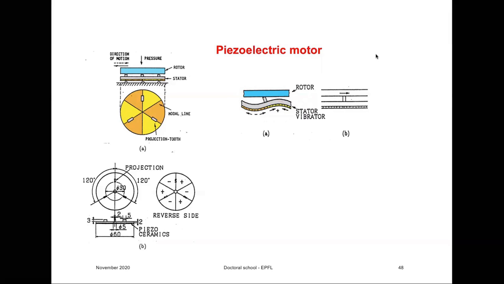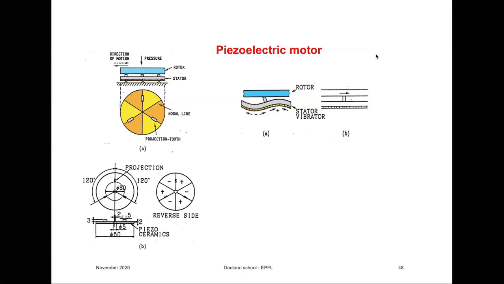So the motor itself only transmits a wave, a standing wave in the structure, and it's the object that you want to move which is rotating. Of course, there is a friction problem here, and that's a problem with many piezoelectric motors, but they work very well.